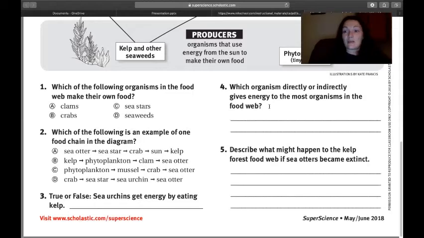So remember, extinct means they no longer are alive. There are no more sea otters. So what do you think might happen to the kelp food web if you took out that consumer, if that sea otter went extinct?